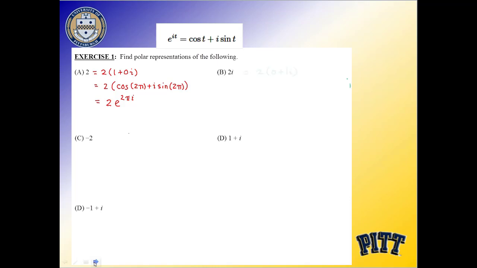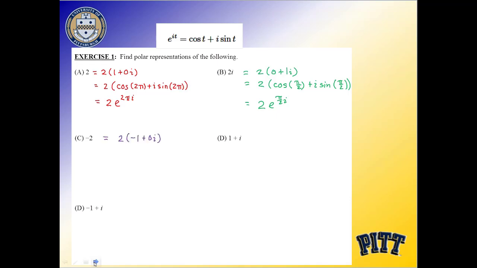For b, 2i, that's going to be 2 times 0 plus 1i. Of course, an angle that has a cosine of 0 and a sine of 1 would be pi over 2. So this becomes 2 times the cosine of pi over 2 plus i times the sine of pi over 2. And of course, all of that inside the parentheses becomes e to the pi over 2 i power.